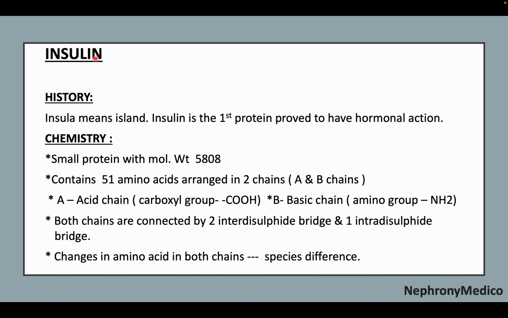Now, insulin. Let's talk about insulin, its history and chemistry. Insula means island, and insulin is the first protein proved to have a hormone action. The chemistry is that it is a small protein with molecular weight 5808. It contains 51 amino acids arranged in two chains. The changes in the amino acids in both chains are the species differences.